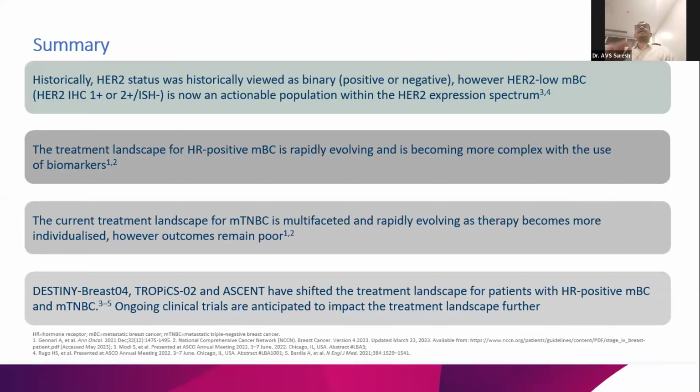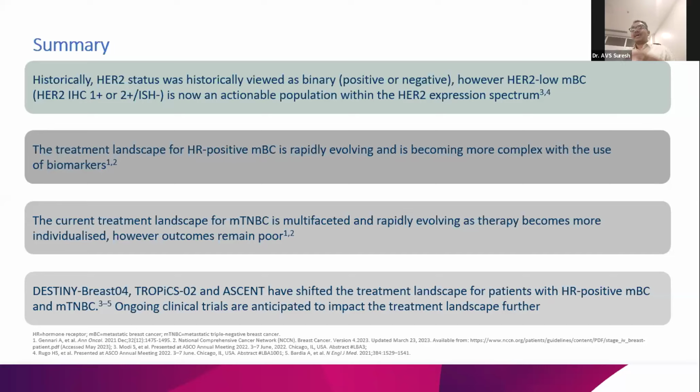So historically, HER2 status was viewed on a binary basis, positive or negative. But we need to look into low, positive, or negative. That's the one thing that came in between, and that is a big chunk. Previously HER2 negative, two-thirds of them are HER2 low positive. So you are offering them some significant and meaningful extra life in terms of PFS and OS. The treatment landscape has changed.